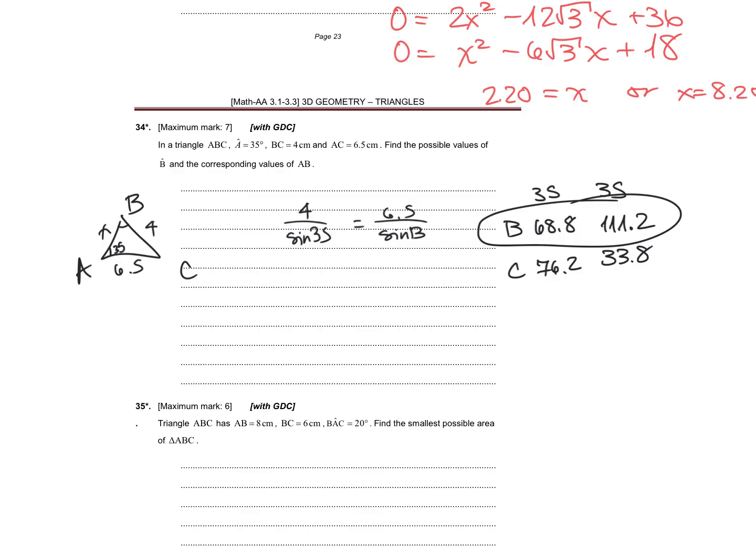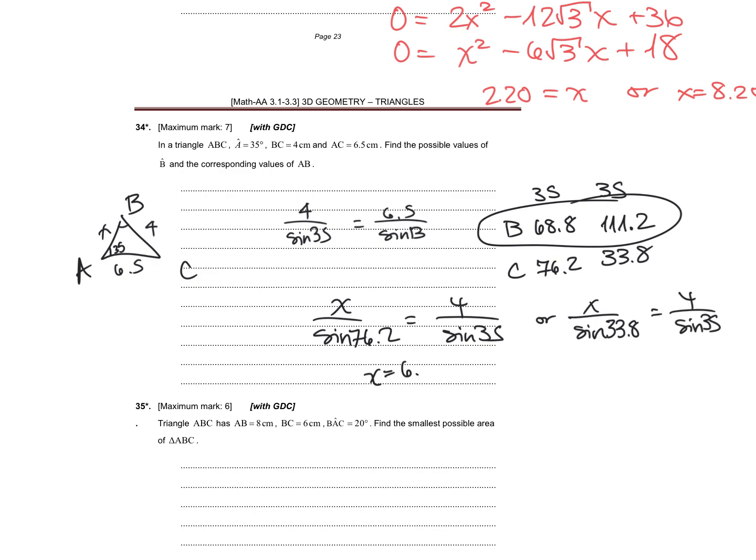So we're going to have x over sine 76.2 equals 4 over sine 35, or, no, not 76.2, sorry, 33.8 equals 4 over sine 35. So for this one we get 6.77, and for this one we get 3.88.